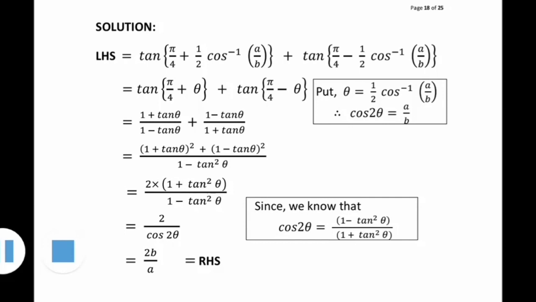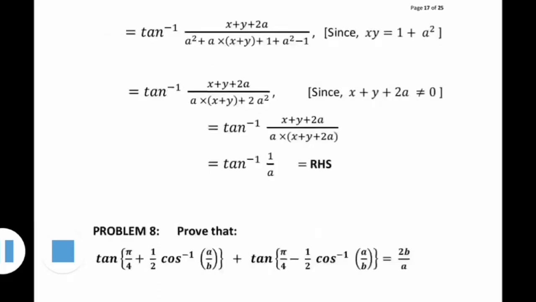Since we have a relation from multiple and submultiple angles, which is written in the box, the formula cos twice theta equals 1 minus tan square theta whole divided by 1 plus tan square theta, if we substitute here we get the last step before the answer, that is 2 by cos twice theta, and finally we get twice b by a, which is nothing but our right hand side.